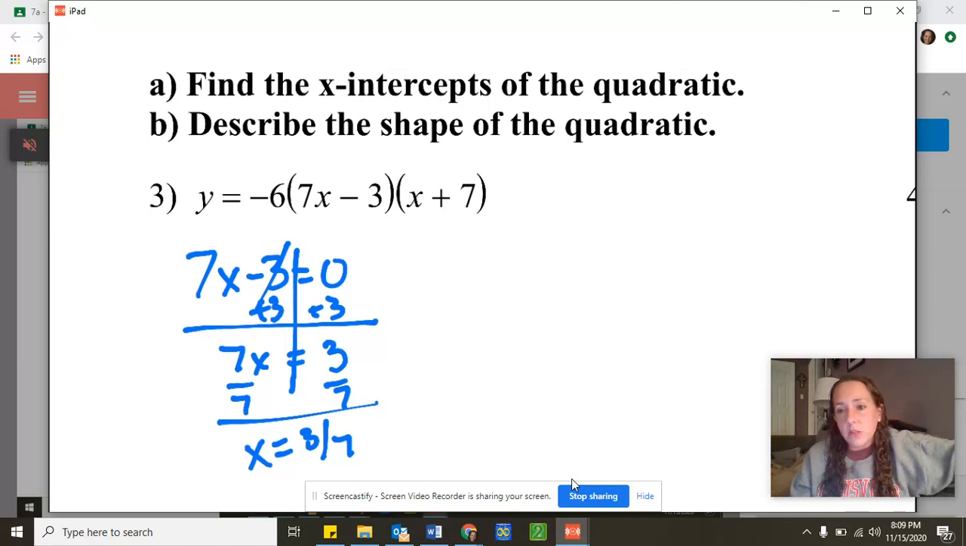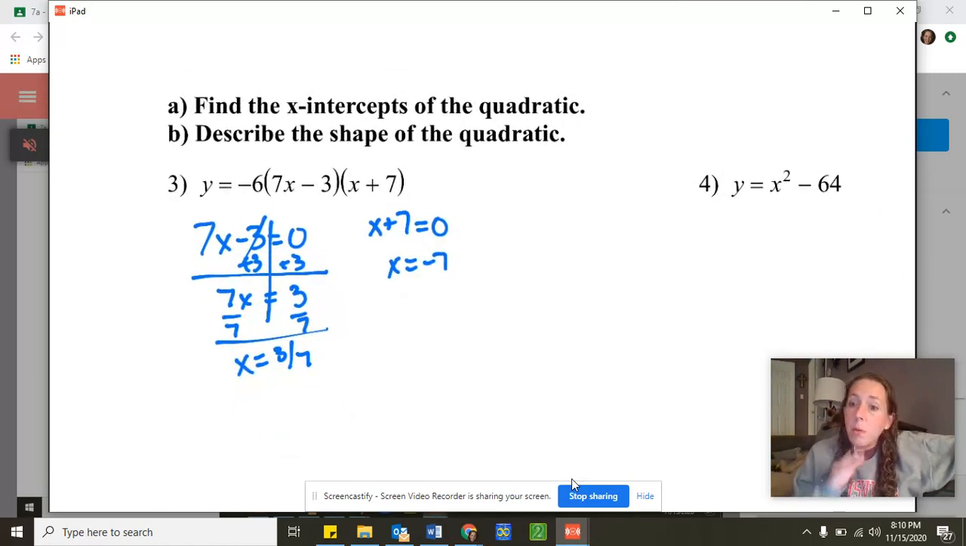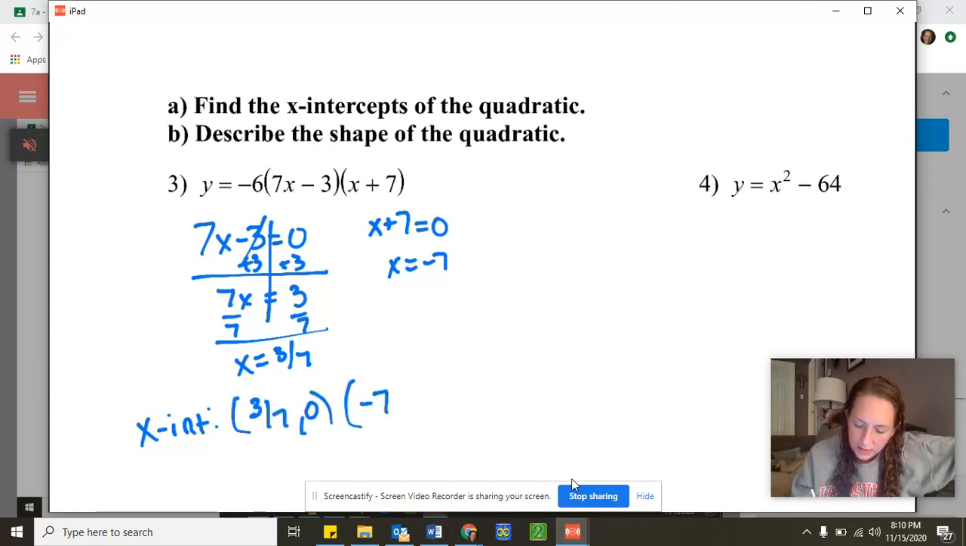Please keep things in fractions when possible because fractions are more precise than decimals. In general, I mean, 0.5 or 1/2, whatever. But fractions are better. I like them better. So this one, x plus 7 equals 0. So essentially you just have to flip the sign of 7 to -7. So that means that my x-intercepts are the points, because remember, x-intercepts are points, not numbers: 3/7, 0, and -7, 0.